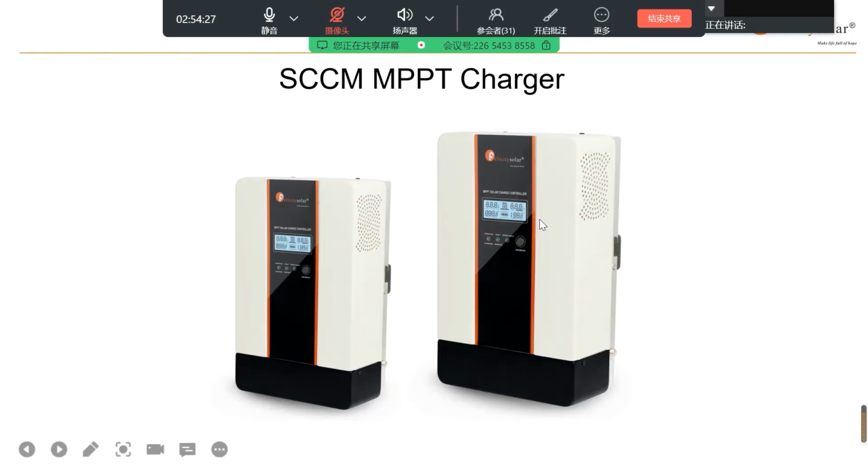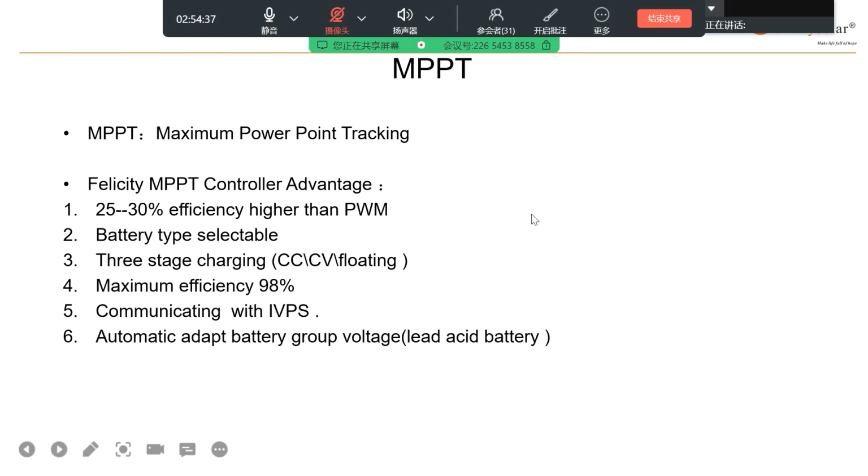Okay. So the next part is MPPT. MPPT is not that complicated. It's easy to understand. So first, what is MPPT? MPPT full name is maximum power point tracking. Maximum power point tracking means the MPPT controller or MPPT charger can find the PV string's maximum power point. It is always tracking the maximum power point.